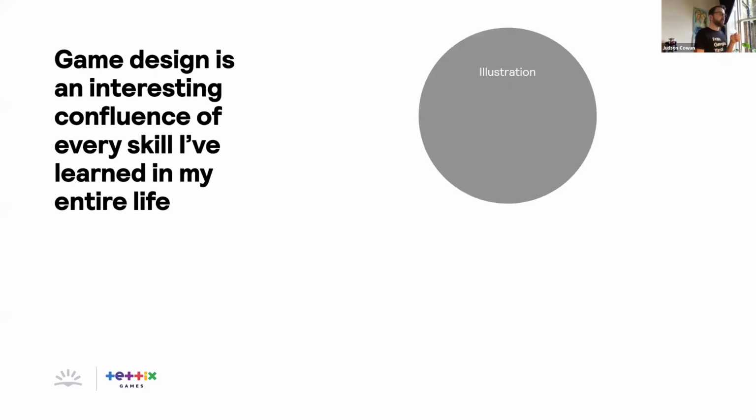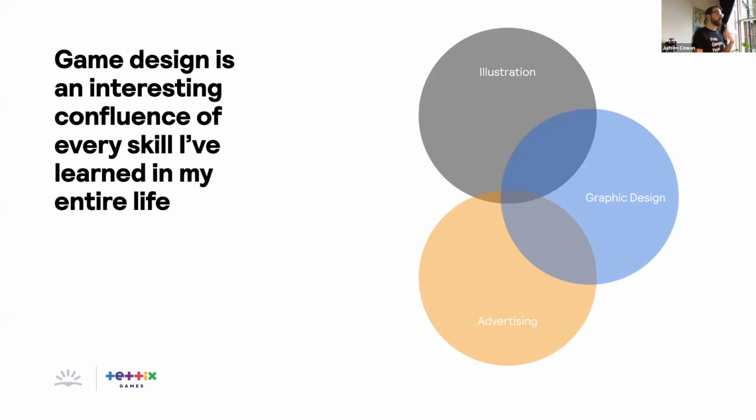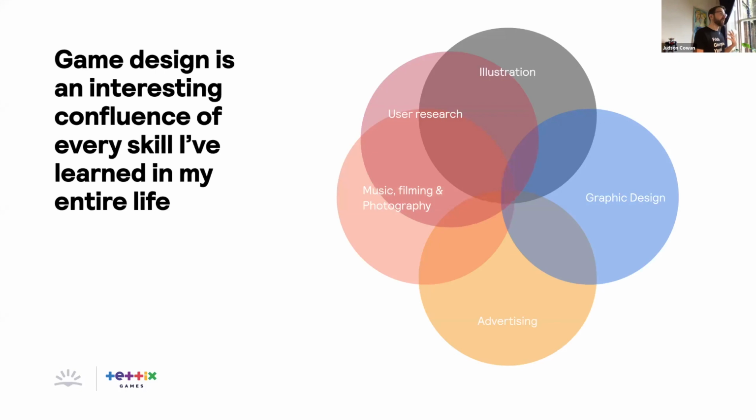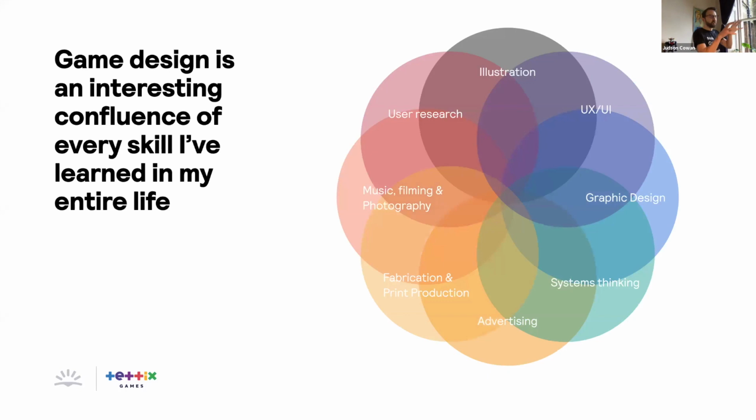So there's illustration, which is obviously a big part of it because you need to make it look nice. Advertising, you have to sell the game. There's a graphic design element. You got to do the packaging and the instruction manual and stuff. There's a lot of music involved. Like I wrote a jingle for this. You got to film a trailer. You got to do the photography of the game. You got to do user research. You got to understand how the game is played. There's UX, UI, there's systems thinking, there's fabrication, print production. And then somewhere in the middle of all this is board game design.